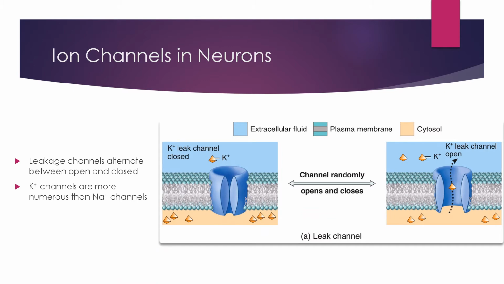So first we're going to look at leakage channels. And leakage channels have gates that will randomly alternate between open and closed positions. So this is going to be very much a random thing. And that's why it's called just kind of a leak channel, because there's not a specific stimulus that's going to open it. Now, typically, the plasma membrane will have way more potassium leak channels than sodium leak channels. And also, the potassium leak channels are going to be way leakier than sodium channels. So it kind of means that the potassium channels are going to be open way more than sodium channels.